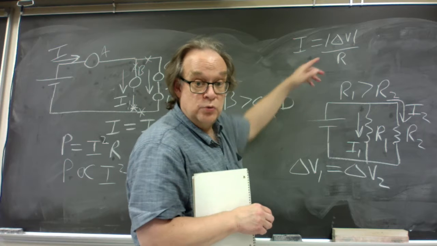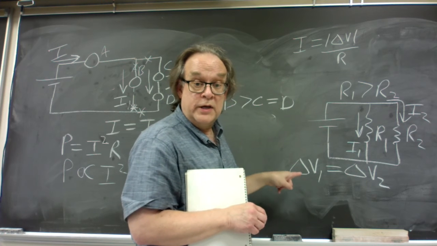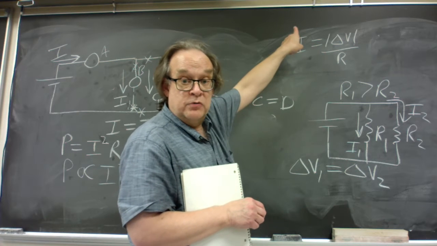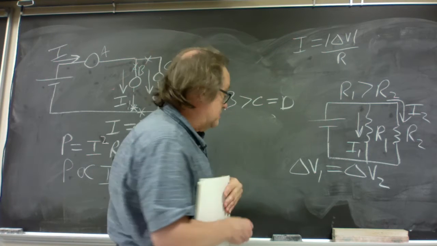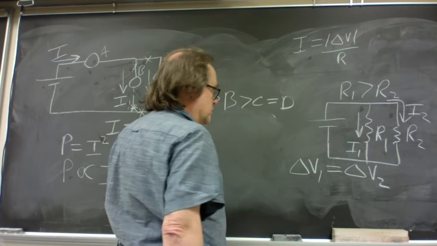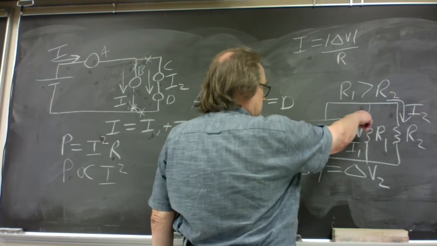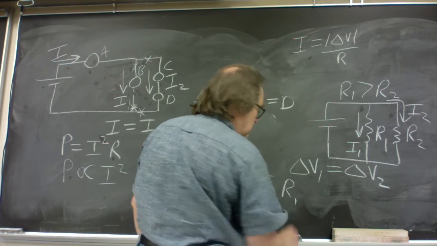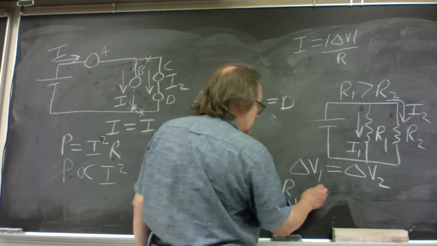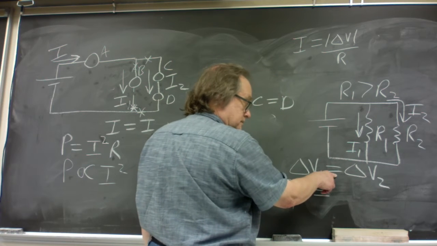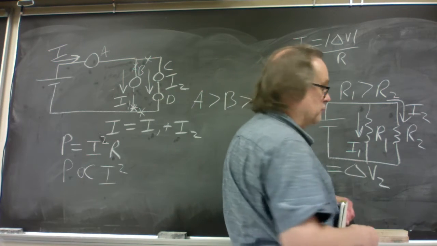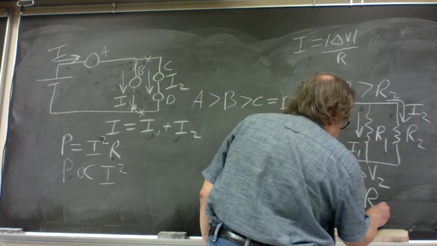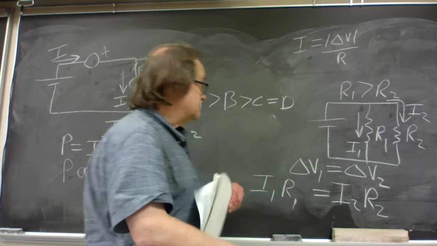But we know from this rule how we can write a potential difference in terms of other things. Potential difference is just I times R according to this. So potential difference for resistor 1 is just the current passing through number 1 times its resistance, and that's equal to the potential difference for 2, which is just its current times its resistance.